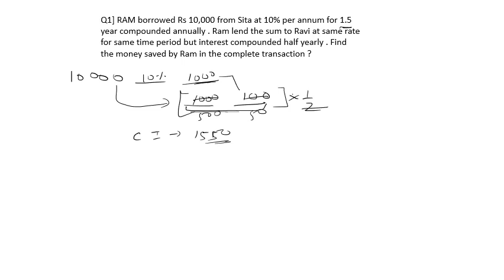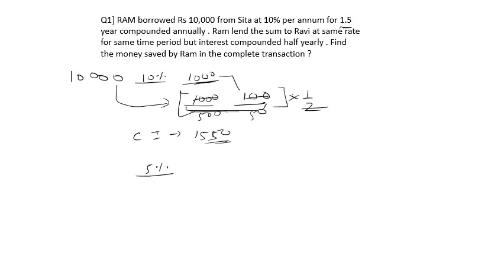Now second case, Ram lends the sum to Ravi at same rate, means at 10% rate, for same time period, means again for 1.5 years, but this time interest compounded half yearly. If interest is compounded half yearly, yearly compounding rate is 10%. If compounded for 12 months, the rate is 10%. If it is compounded for half year, means for 6 months, then obviously the rate will be 5%, isn't it? Rate will be 5% because it is compounded half yearly. How many 6-month periods are there in 1 year? Two 6-month periods.